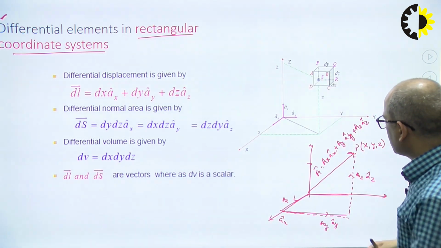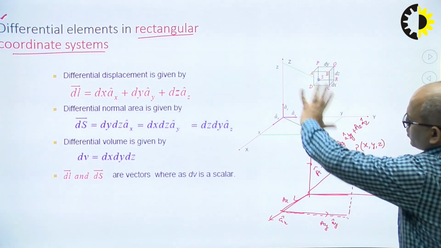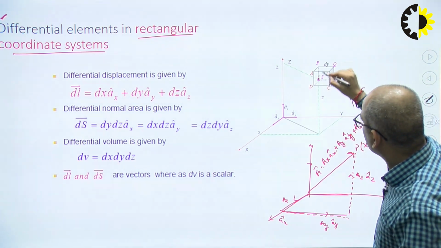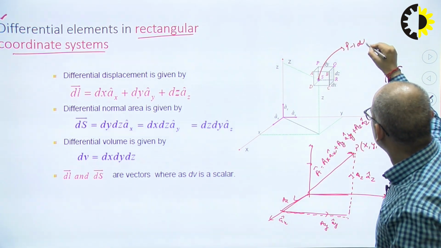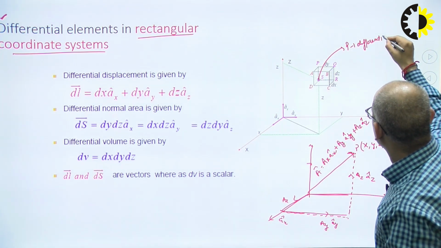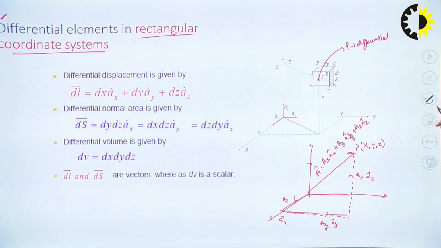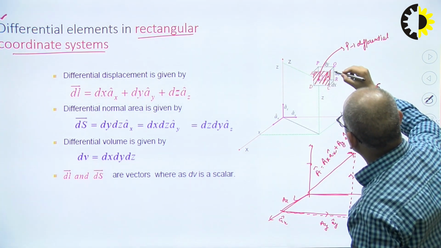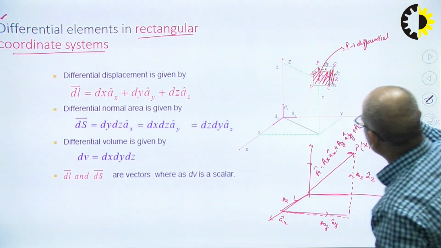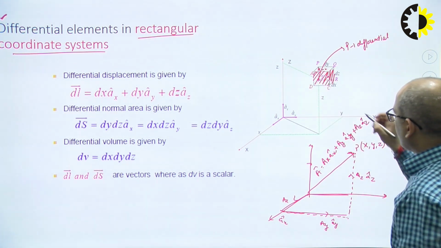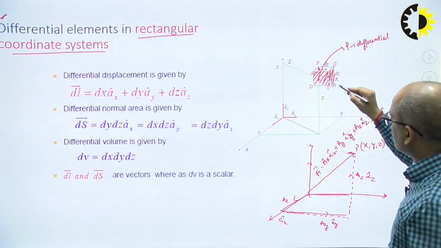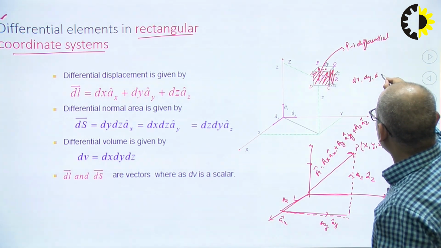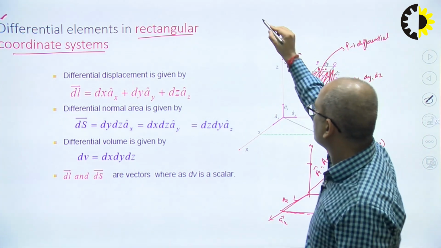Now if all these are the variables, then a cuboid will be formed, clear. If I say this point P is a differential element or differential volume or differential cuboid, then a small volume will also be formed, clear. A small cuboid will be formed at this point P. So the dimensions of this cuboid will be dx, dy, and dz.